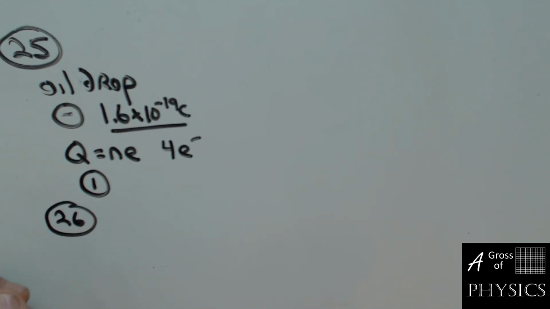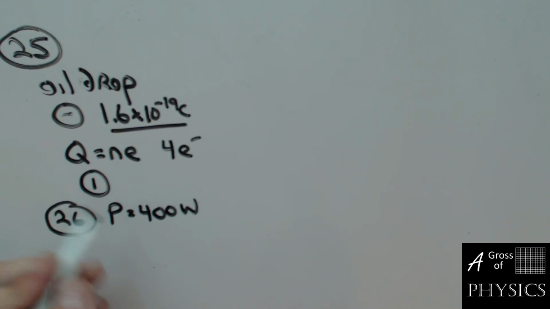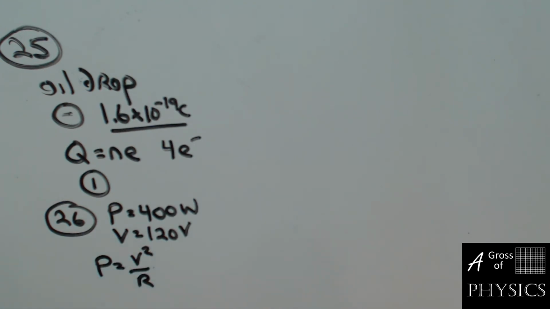26. All right, a heating element dissipates a power of 400 watts, 4 times 10 to the 2, and the voltage is 120 volts. What's the resistance? So P equals V squared over R, 400 equals 120 squared over R. So 120 squared divided by 400, I get 36 ohms. And 36 ohms is choice 4.